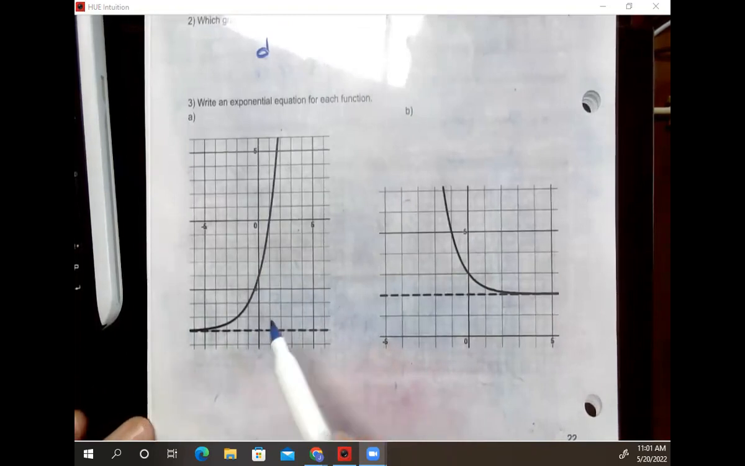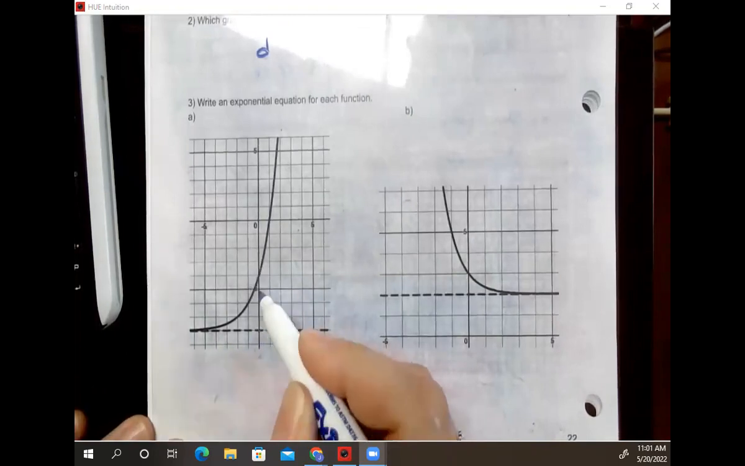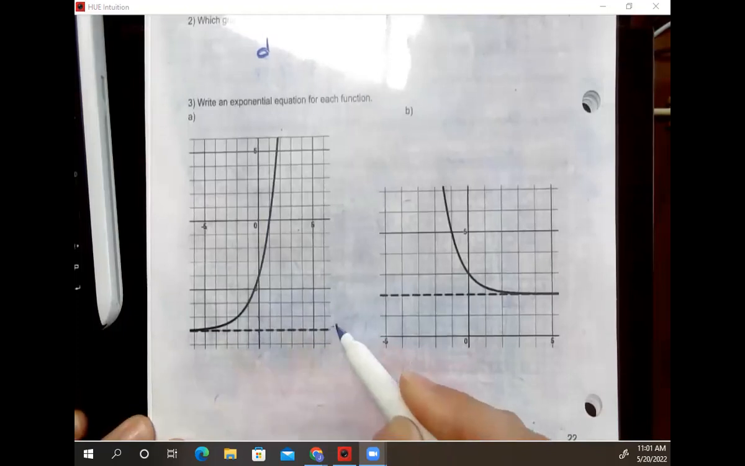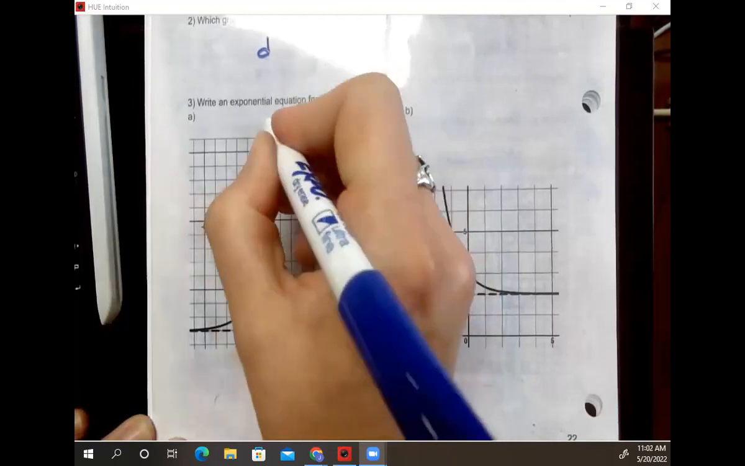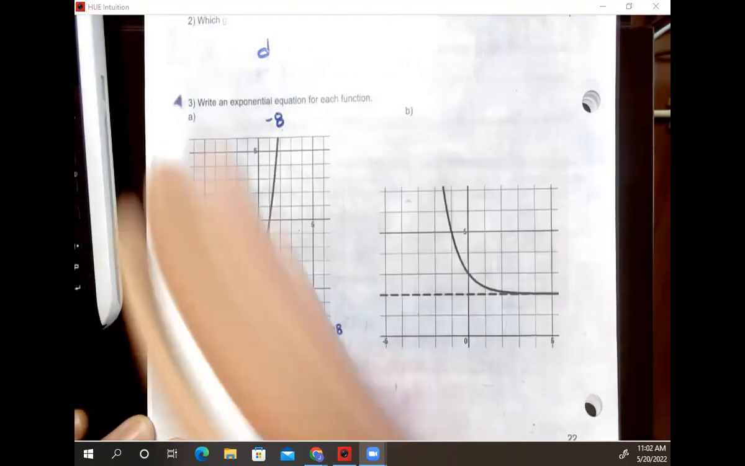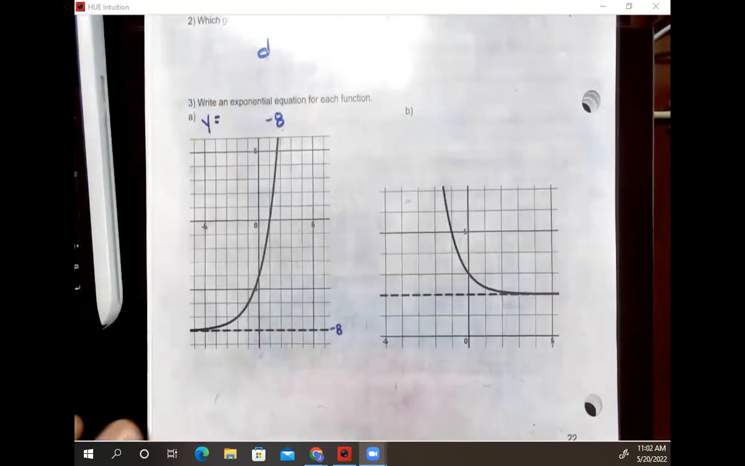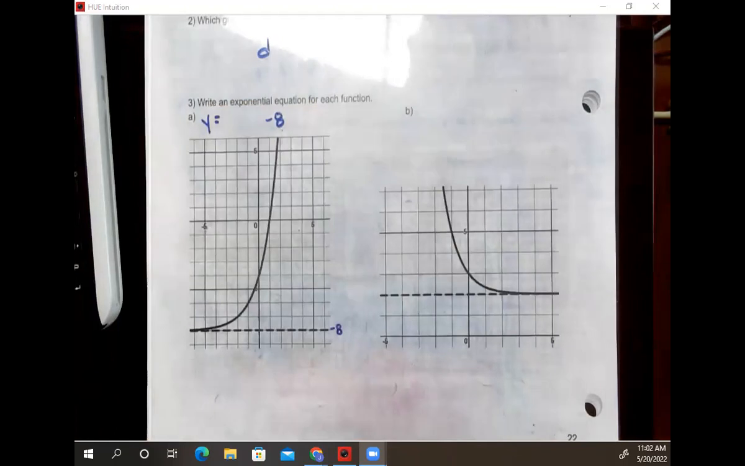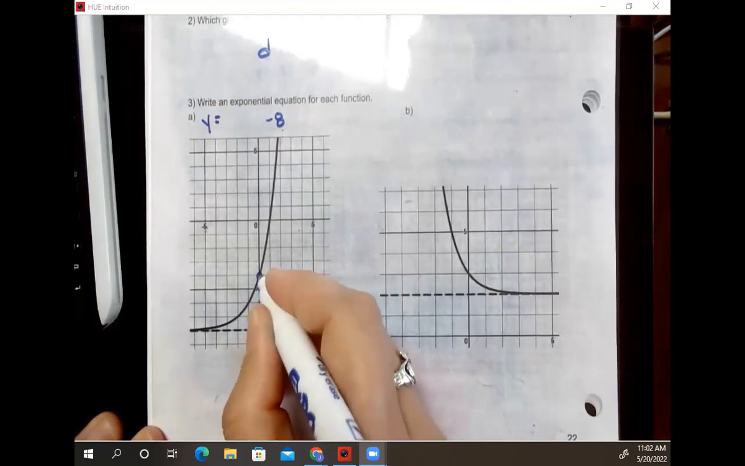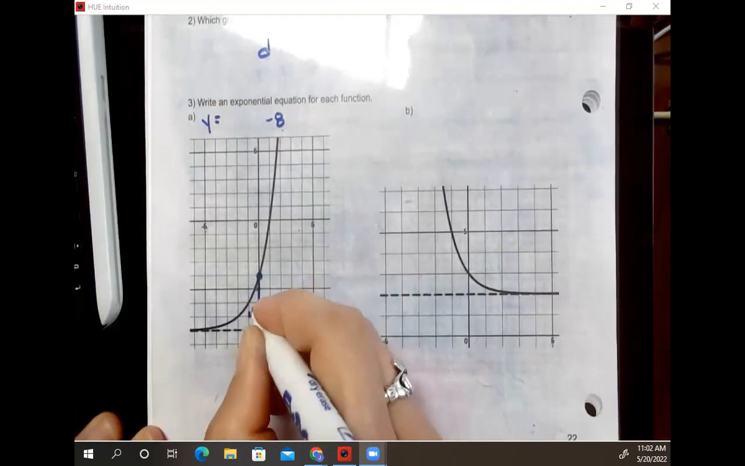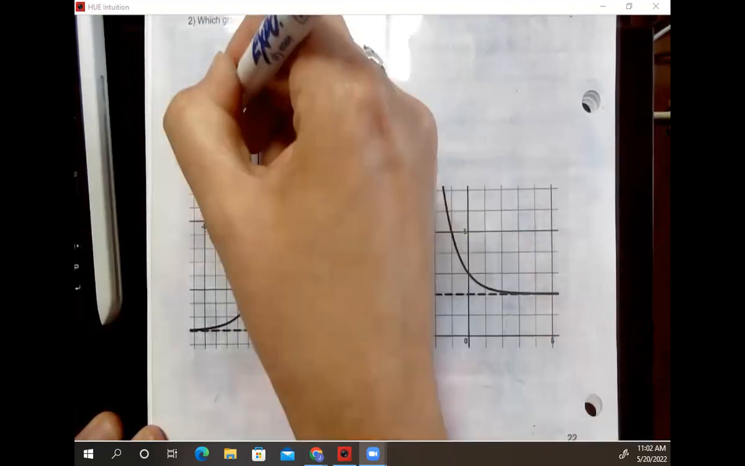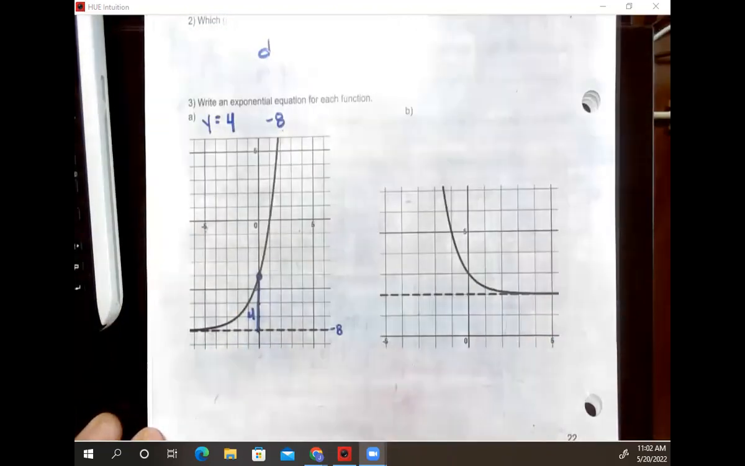So for A, my asymptote is down here. There's -5, 6, 7, 8. We're at -8 down here. So I'm going to put a -8 at the end of my function, -8 at the end. When I'm graphing, the next thing I identify is where should I put my first point? On the y-axis, where does it go? So on the y-axis, my first point is here. That is 1, 2, 3, 4 spaces above the asymptote. So my lead coefficient here, my initial value, should be 4.